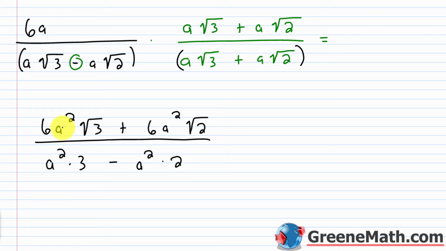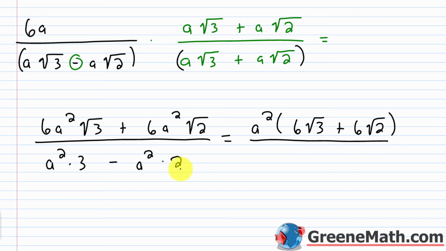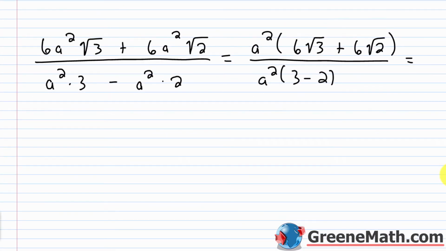Now, there is something I can cancel. In every term of the numerator and in every term of the denominator, you have an a squared. So you can go ahead and factor that out. If we factored out an a squared, we'd be left with 6 times square root of 3 plus 6 times square root of 2 over, down here if we factor out an a squared, we'll be left with 3 minus 2. So what does that give us? This is going to cancel with this.